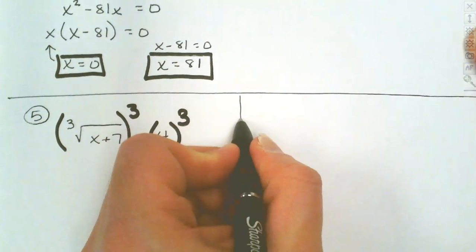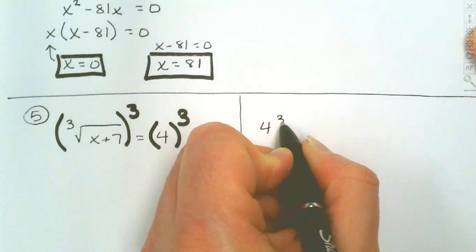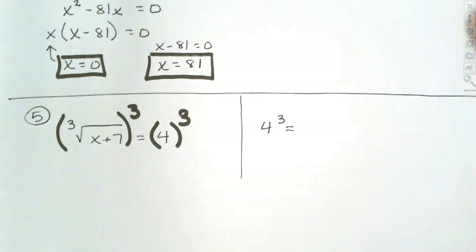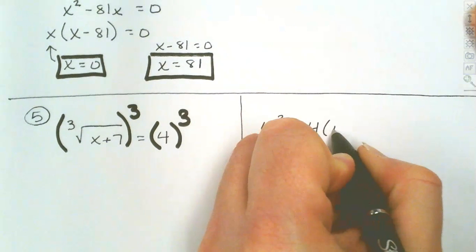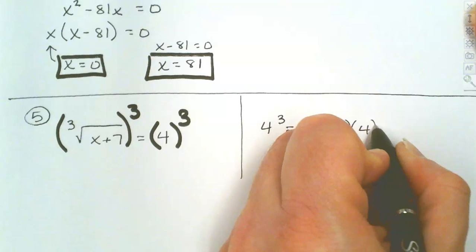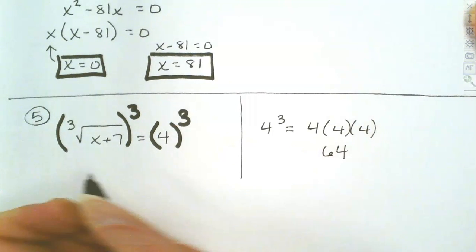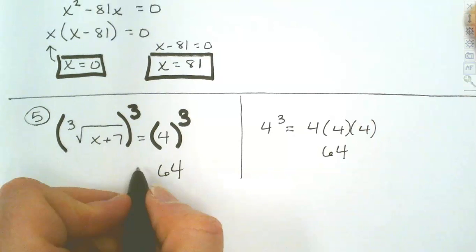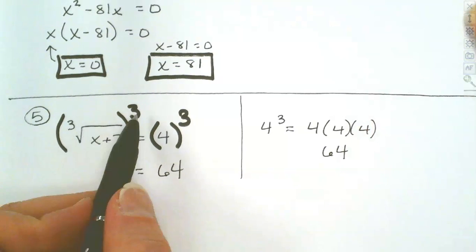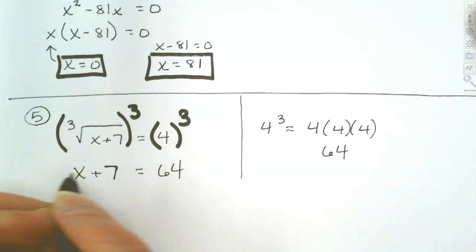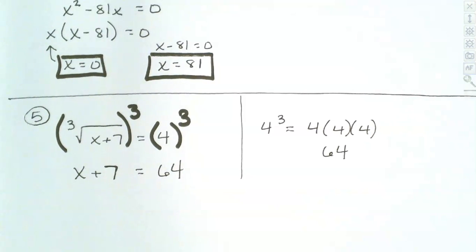And if we need to, we can write that 4 cubed over here. You can use a calculator if you want. Doesn't matter to me. I like to just write them out. And that's 4 times 4 times 4, which is 16 times 4, which is then 64. The cube and the cube root cancel, and that leaves you then with x plus 7.